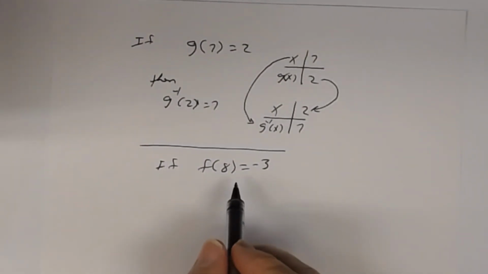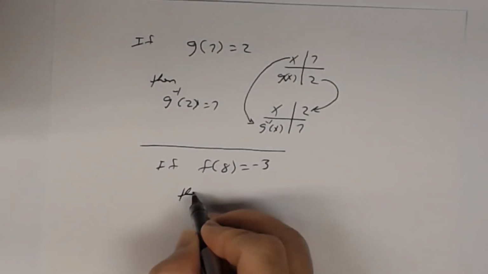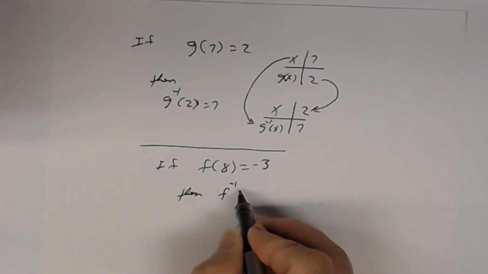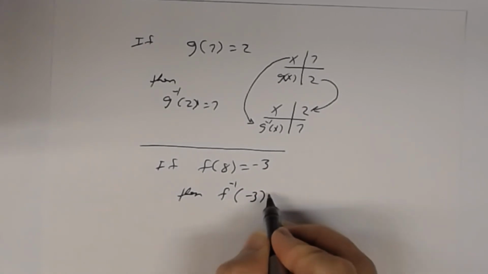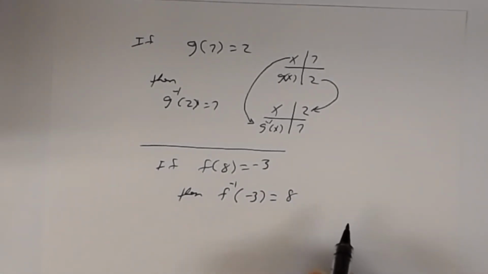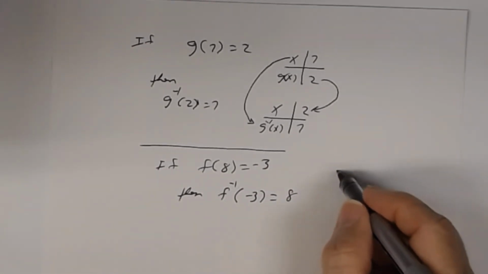If f of 8 is negative 3, then f inverse of what? What's going to go here, you think? Negative 3 will equal 8. Okay? And check it. So check it.